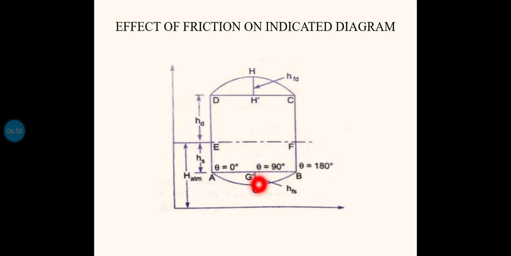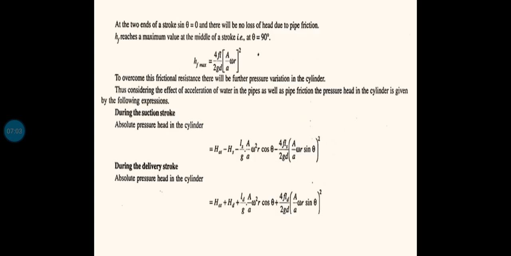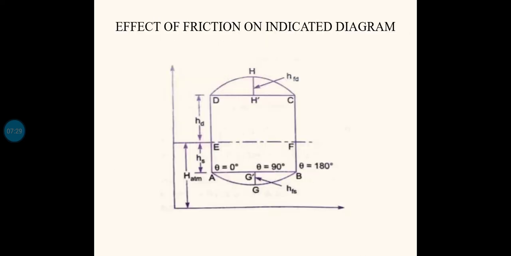At the middle of the stroke the HF value will be maximum, that is A by a. I have already explained that the maximum value is 4fL by 2gD, A by a omega r whole square. This will be the maximum value of HF. On the suction side, HFS max equals 4f Ls by 2g ds, A by a omega r whole square, and on the delivery side HFD max will be 4f Ld by 2g Dd into A by a omega r whole square. That is the only difference. The length and diameter terms will be substituted corresponding to the suction as well as the delivery side.